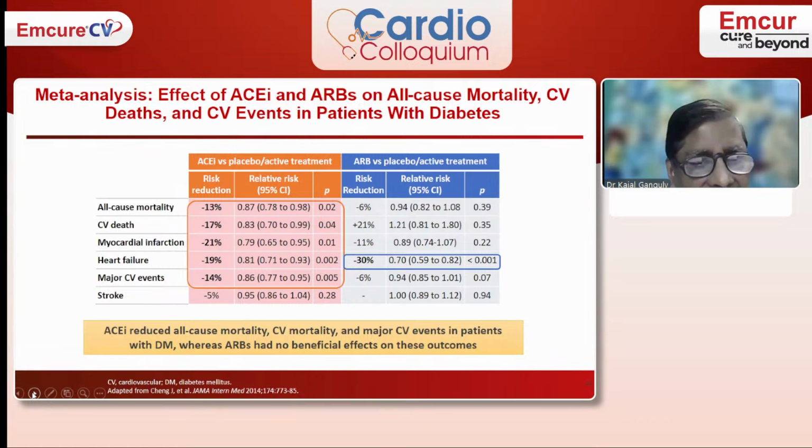So ACEI reduced all-cause mortality, CV death, and major CV events in patients with type 2 diabetes, whereas ARB had no beneficial effect on these outcomes.